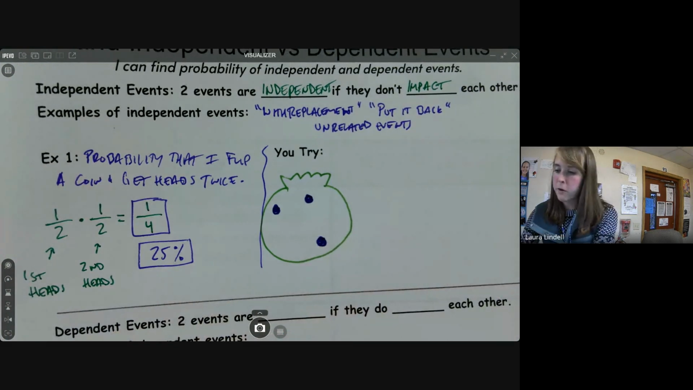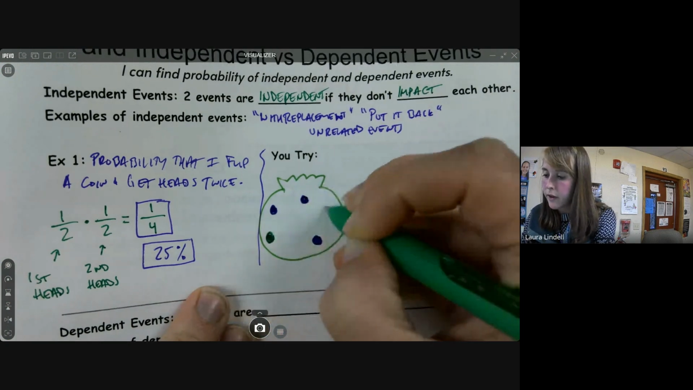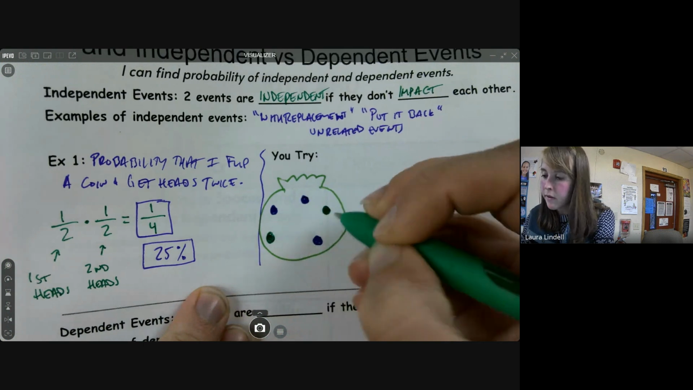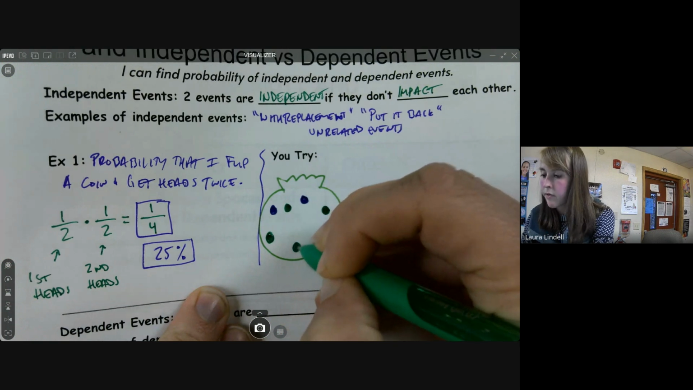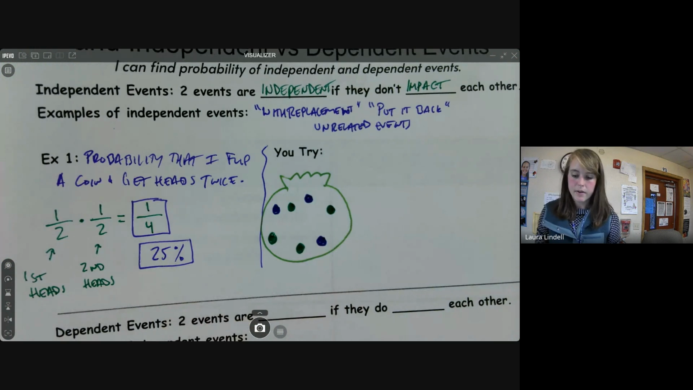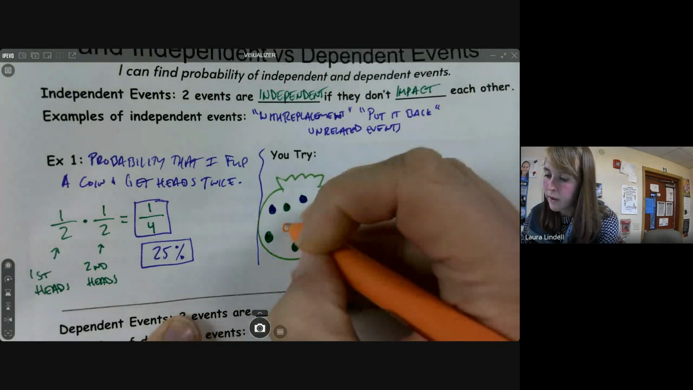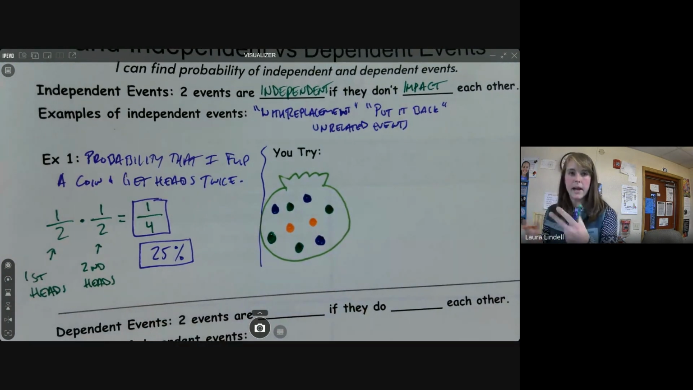There's going to be 4 green marbles. And again, if you don't have colored pencils or pens, then just write the letter G instead. Those are kind of dark anyways. And then 2 orange marbles. All right, so there's my bag of marbles.